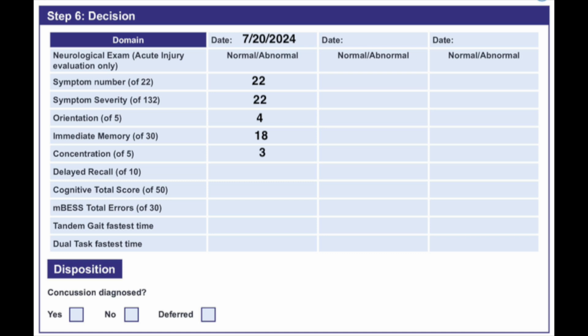out of 30, concentration out of 5, delayed recall out of 10, cognitive total score out of 50, the best total errors out of 30, tandem gait fastest time, and if you perform the dual task, fastest time, make sure you record that. Lastly, you need to make a decision. Was it a concussion, no concussion, or are you going to defer it out to another clinician? For our case, I put yes.